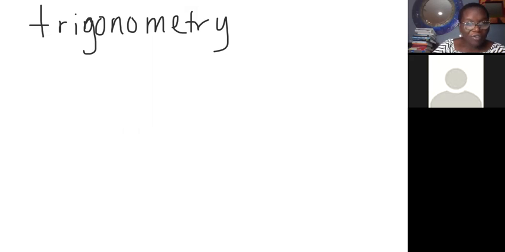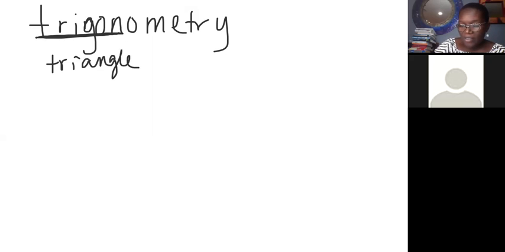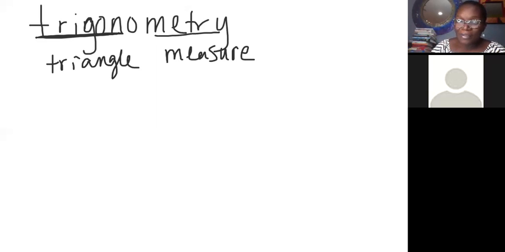Now, trigonometry, the word itself, if you break it up into its root words, you have trigon, which represents a triangle, a three-sided figure. Then you have metry, which represents measure. So essentially, trigonometry is the study of the measure of the relationships between the side lengths of a triangle and its angles. So it's basically triangle measurements, or the measurements of triangles. Okay, guys, that's what trigonometry is about.